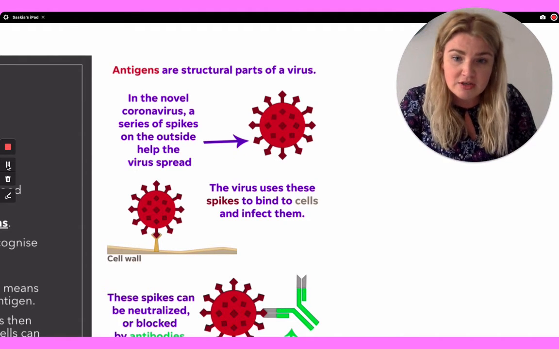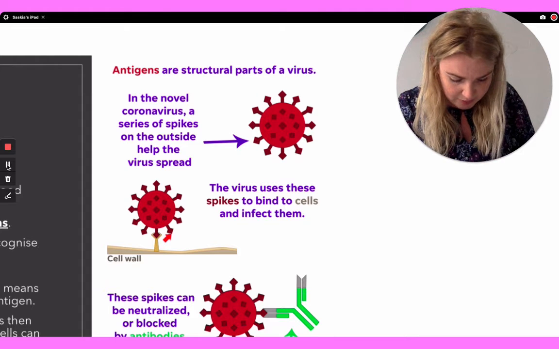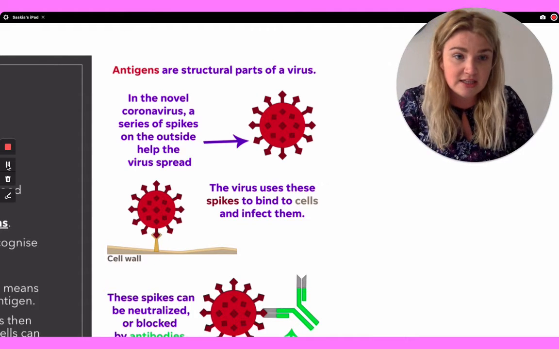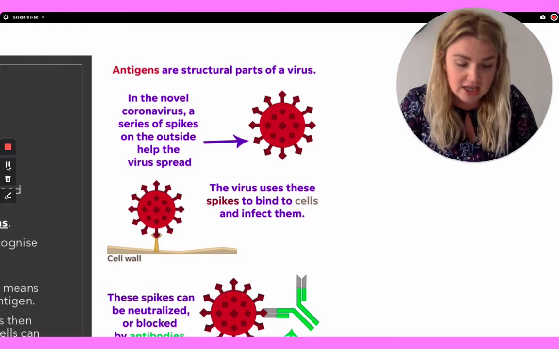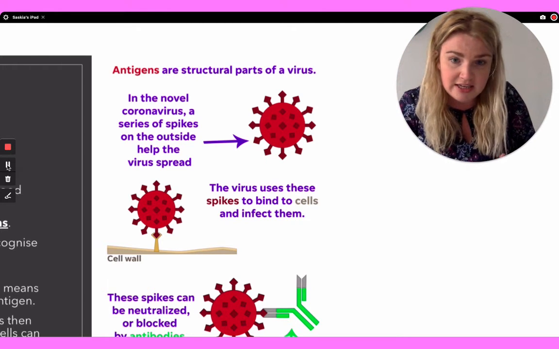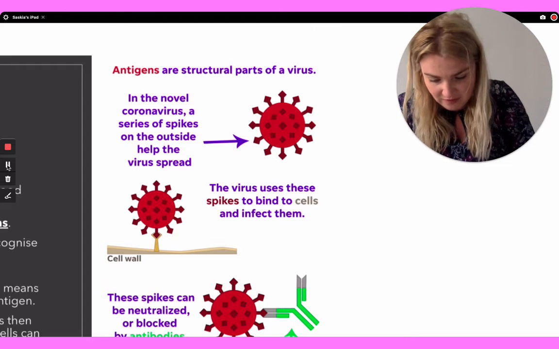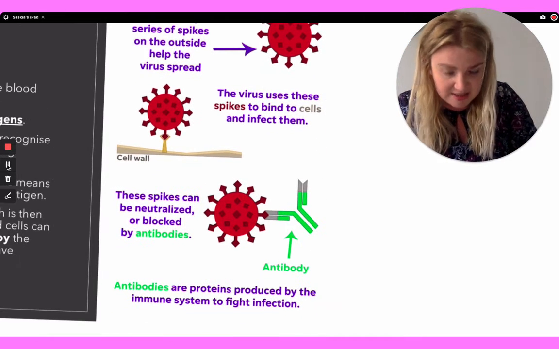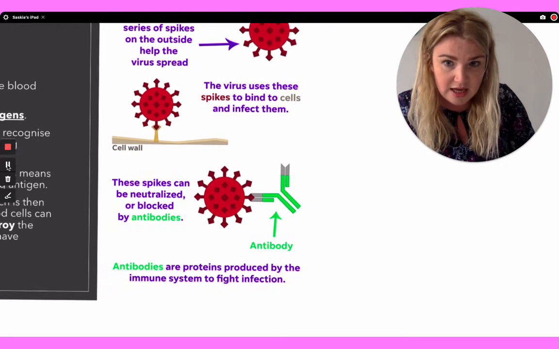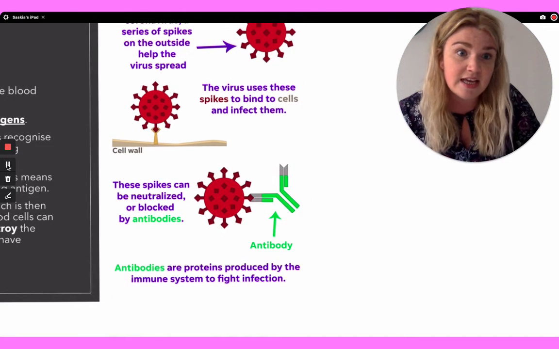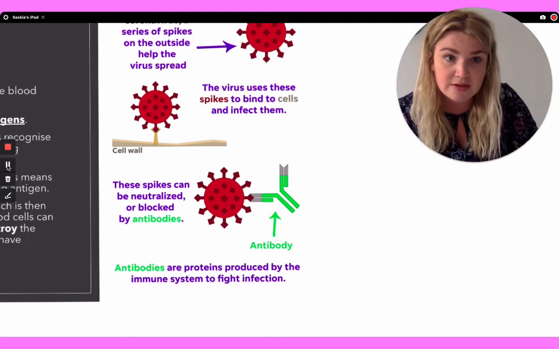A virus would use them to bind to the cell wall of whatever cell it is, so in the human, and that is how it would infect. So they use their antigens on the surface to bind to the cell wall of a cell to infect the cell. It might be the cell membrane. This must just be an example of a plant. If it's in a human, they wouldn't have a cell wall, so it would just be the cell membrane.